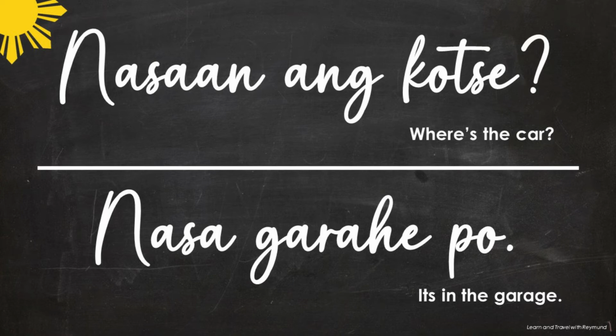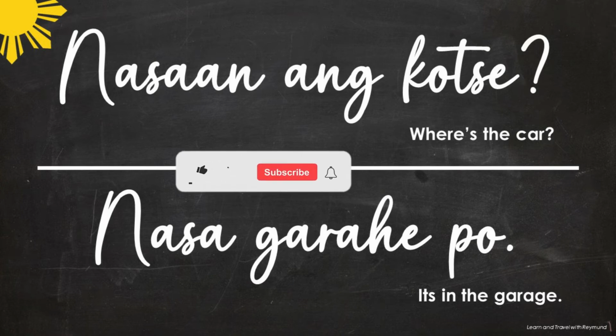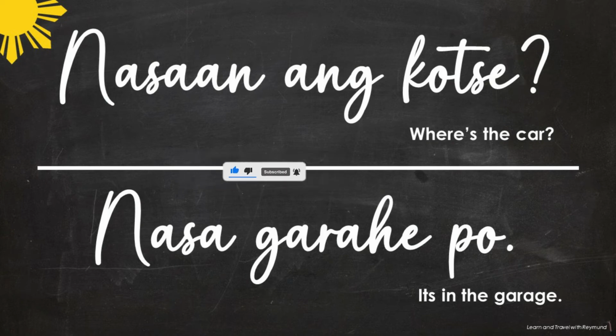The contraction of nasaan is nasan. Nasan ang kotse? Nasan ang bahay mo? Where's your house at? Nasaan ang kotse? Nasa garahe po.